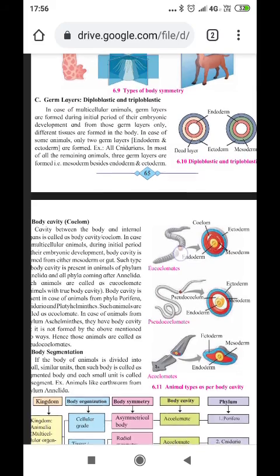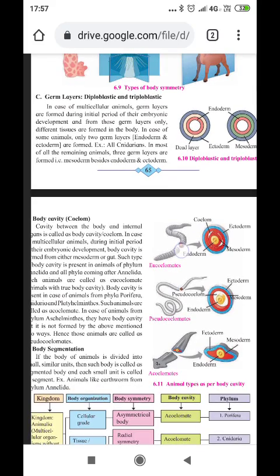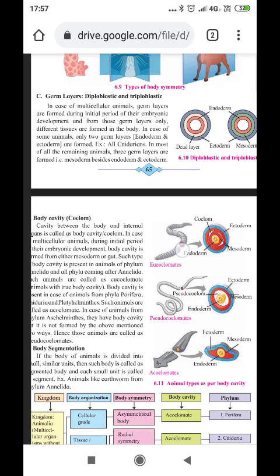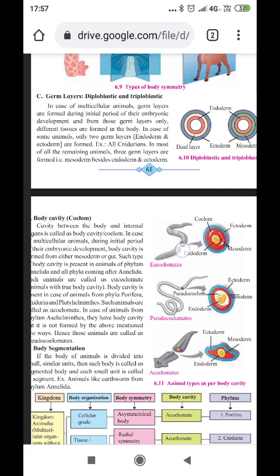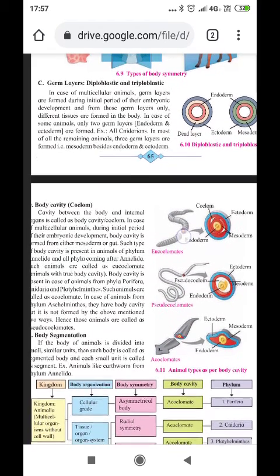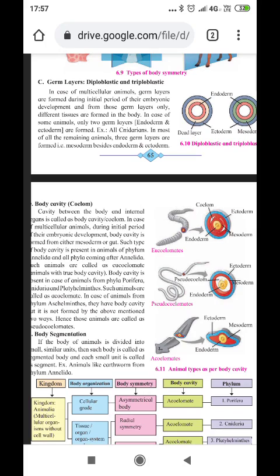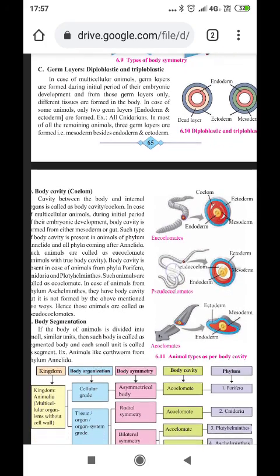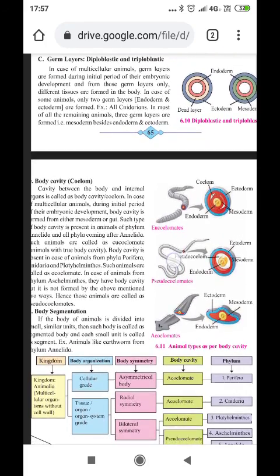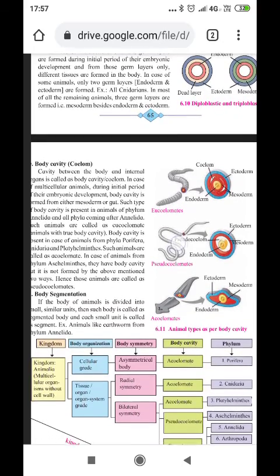In case of multicellular animals, germ layers are formed during the initial period of their embryonic development, and from those germ layers only, different tissues are formed in the body. In some animals, only two germ layers, endoderm and ectoderm, are formed, for example, all cnidarians. In most of the remaining animals, three germ layers are formed, that is, mesoderm besides endoderm and ectoderm.